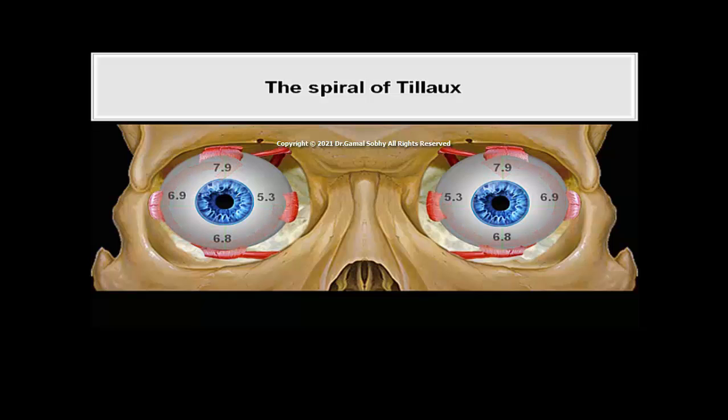The length of the 4 rectus muscles is fairly constant, about 40 mm. There are variations of the length of tendon of the different rectus muscles. The longest is the lateral rectus muscle tendon, while the shortest is the medial rectus muscle tendon.